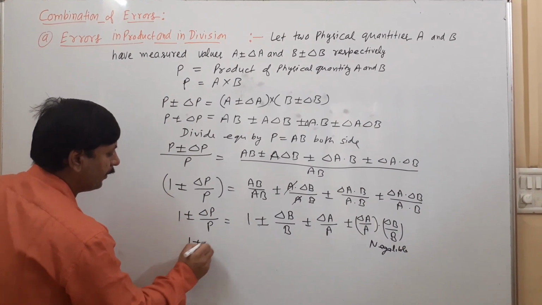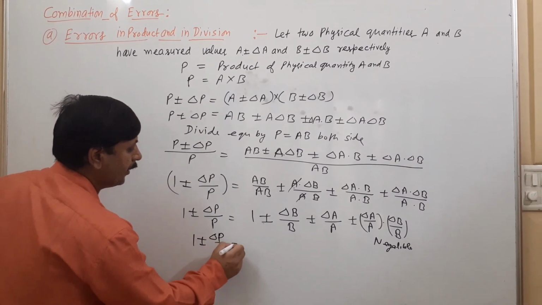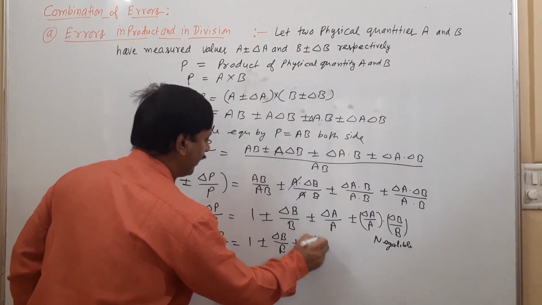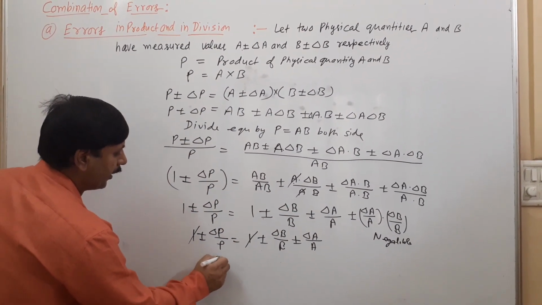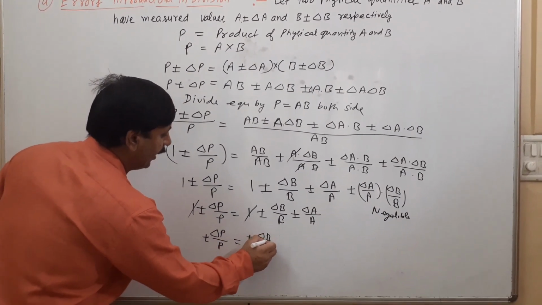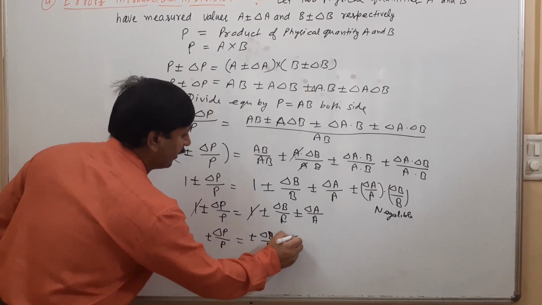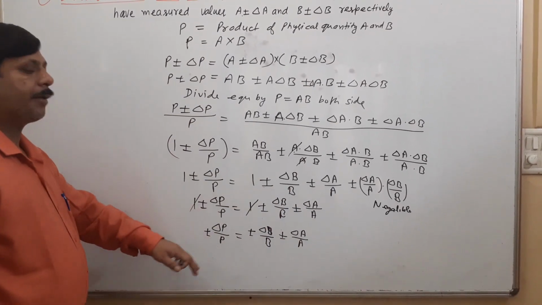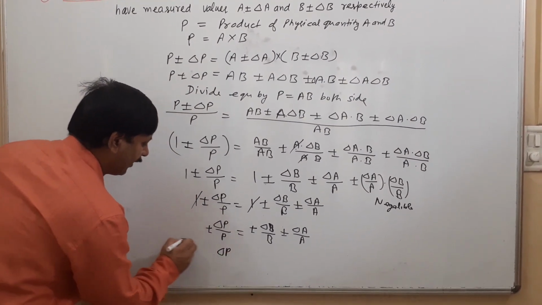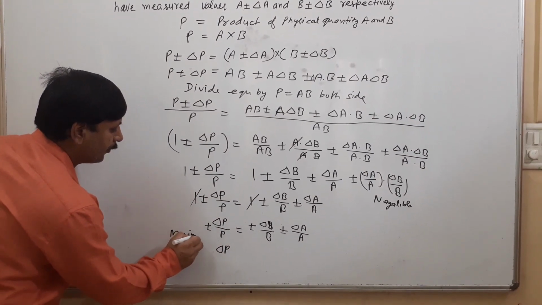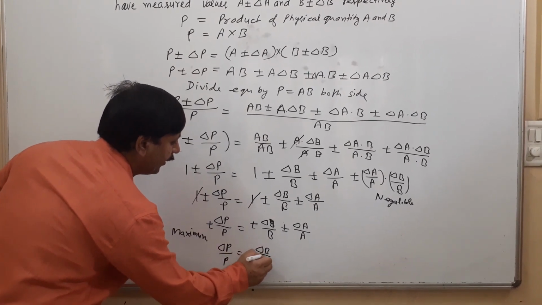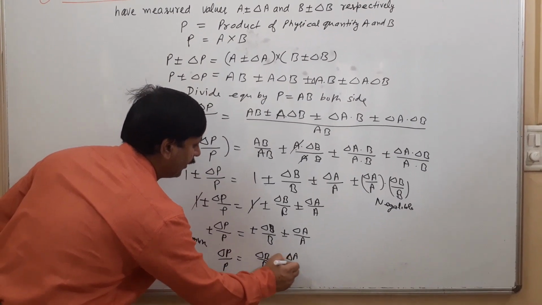Then what happened? 1 plus minus del P upon P is equal to 1 plus minus del B upon B plus minus del A upon A. The 1 cancels out. You can write here del P upon P is equal to plus minus del B upon B plus minus del A upon A. So for the maximum value, if we go for maximum absolute error, what will we write? Maximum absolute error del P upon P is equal to del B upon B plus del A upon A.